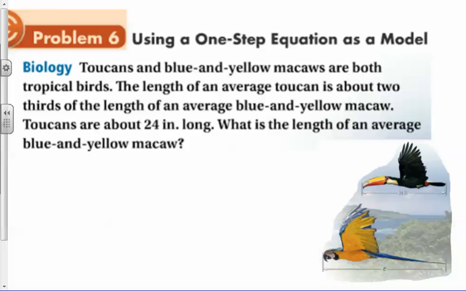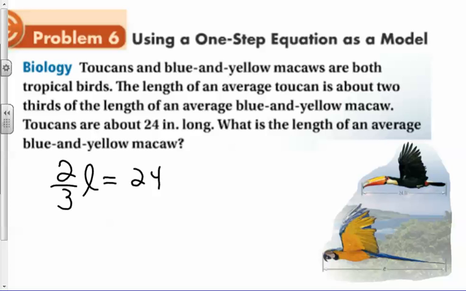But we do have a few things to think about. What do we have? If we look at this, we have the 24-inch toucan, and we have the unknown macaw. And what we do know is that the toucan is 2/3 that of the macaw. So 2/3 is a fraction of 2 over 3. So 2/3 of the length of the macaw is the length of the toucan, if that makes sense. 2/3 L equals 24.